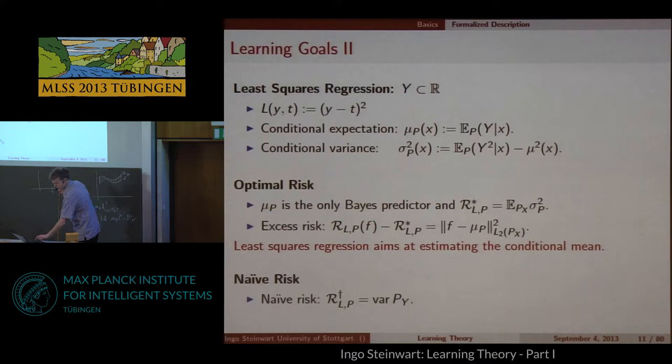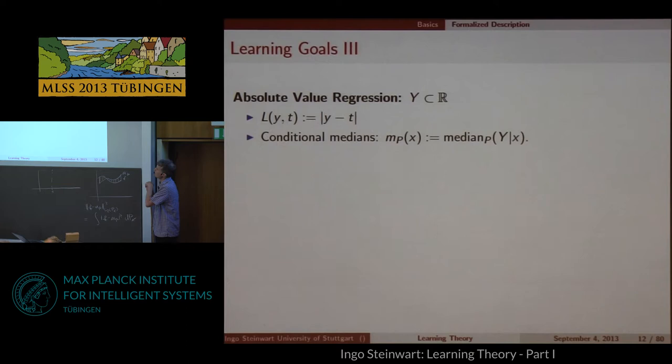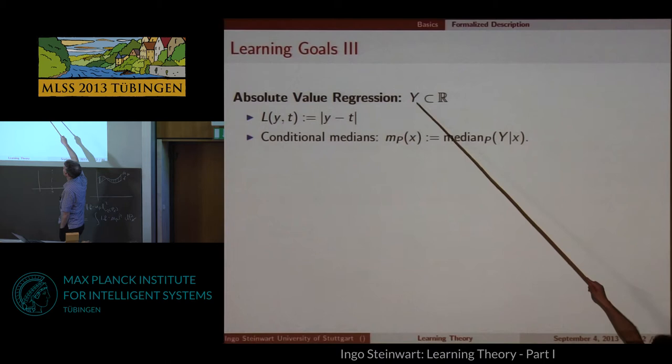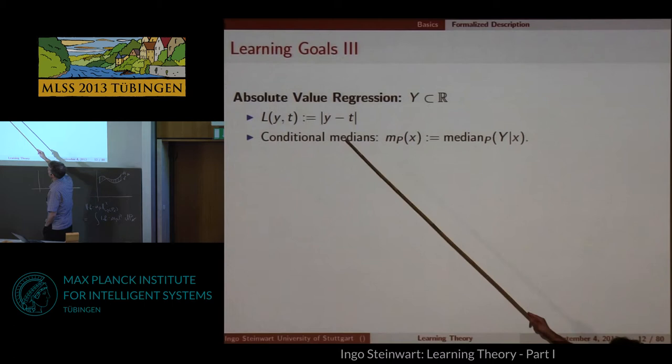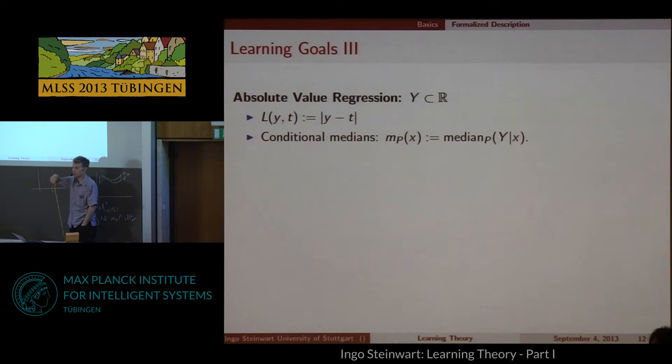There's another formulation of regression. It looks very similar. We again assume that we have real-valued labels. And now, instead of considering the difference squared, we just consider the absolute value of the difference. So the least squares loss looked like this, and the absolute value looks like this. And again, we want to describe what the Bayes risk and the Bayes predictors are.